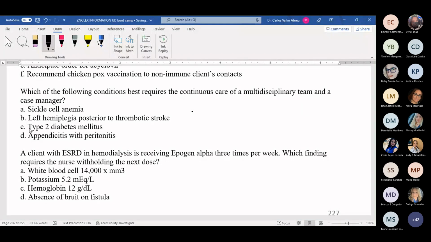It's B, because it's chronic. For me, it's B. It's chronic. B as in boy. Okay, B as in boy.